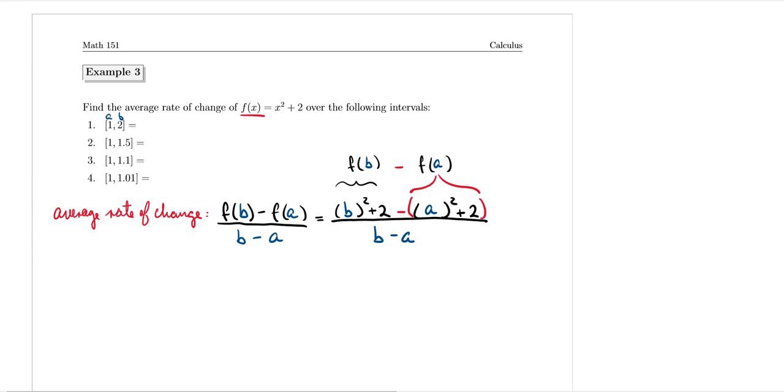Okay, so let's simplify this a little bit more algebraically, and then we can start plugging in the numbers. So if we simplify it, we're going to have b squared plus 2.